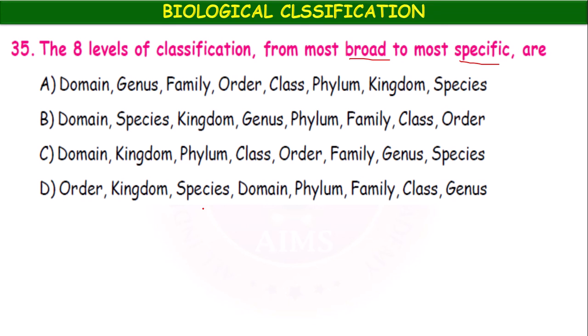So, we have to select these 8 levels of classification from most broad to most specific. So, here domain is the first one, then kingdom, then phylum, then class, then order, then family, genus, species. Okay, bigger to smaller. So, option C.